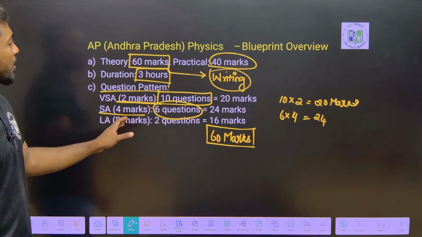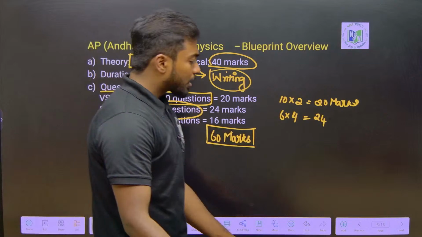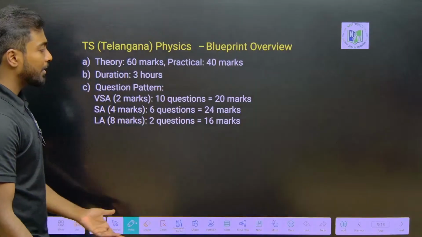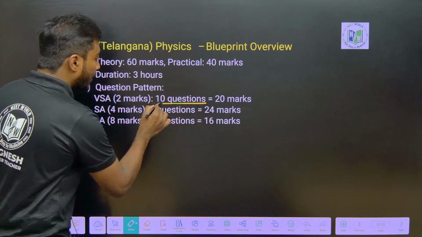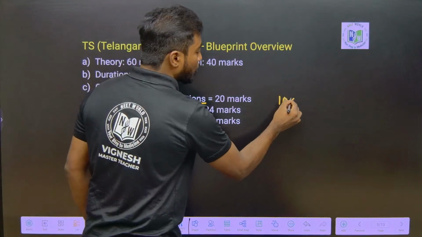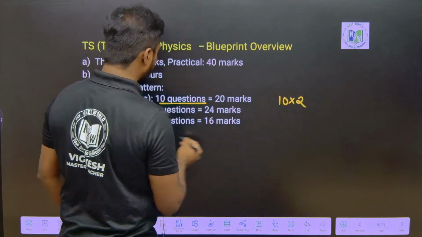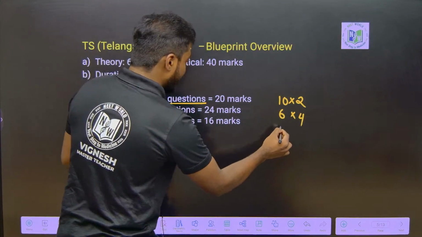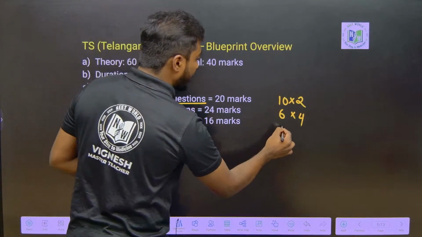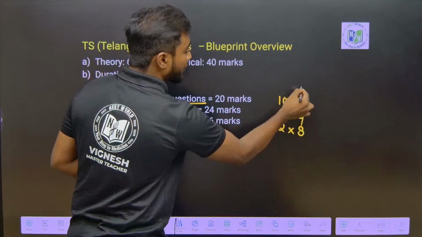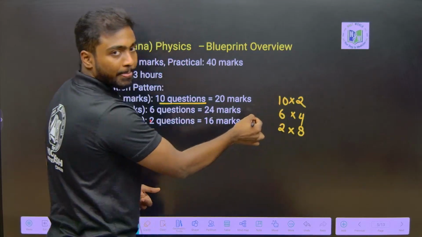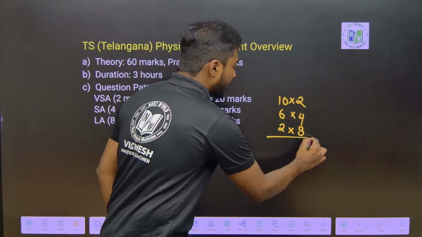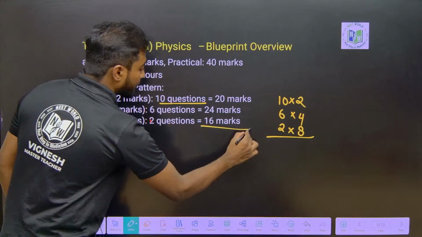So this is the overview for Andhra Pradesh. Now Telangana has a similar pattern, guys. There are 10 two-mark questions, that is 10 into 2, 6 four-mark questions, and 2 eight-mark questions. These are the marks, 2, 4, 8, and these are the questions. You need to write these questions in the duration of 3 hours, so you will get 60 marks.